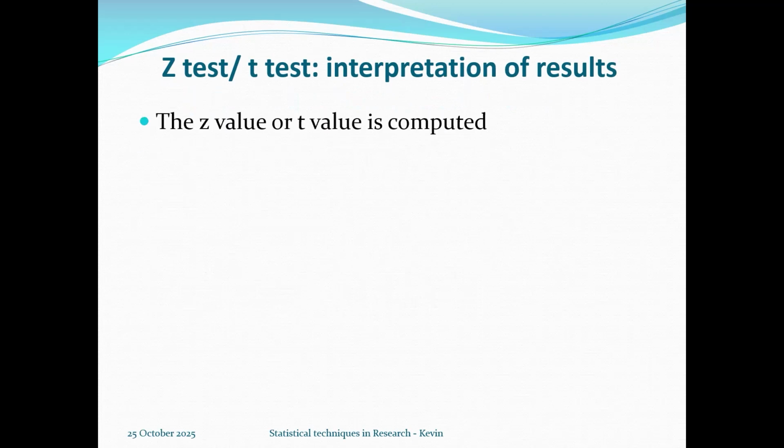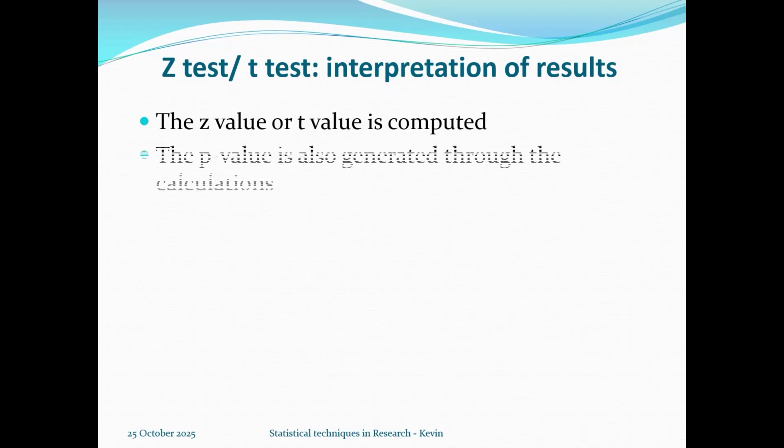The software will calculate the Z value or T value. We can also calculate it. If you refer to a statistics text, there is a formula, and the formula is not very complicated. It is a simple formula. We used to do that earlier, when studying statistics in class, you had to calculate the T value and Z value manually. Now the Z value or T value is computed and given by the software.